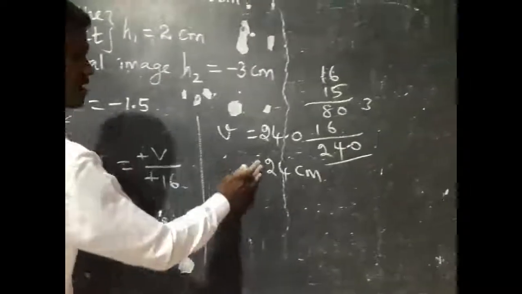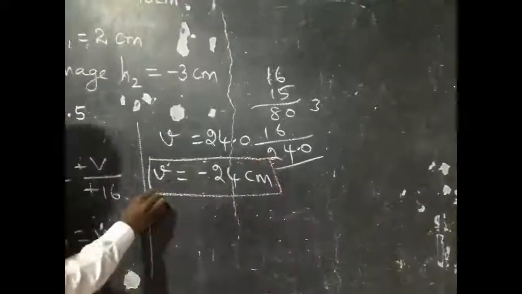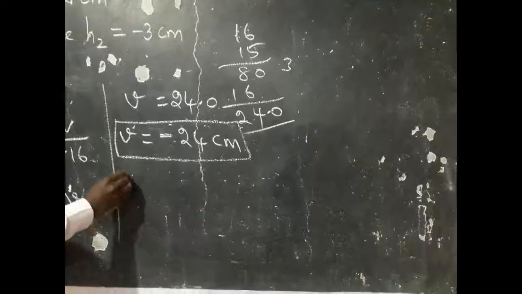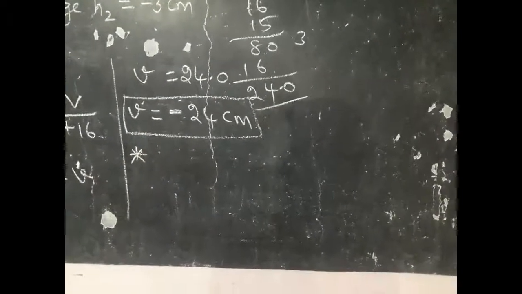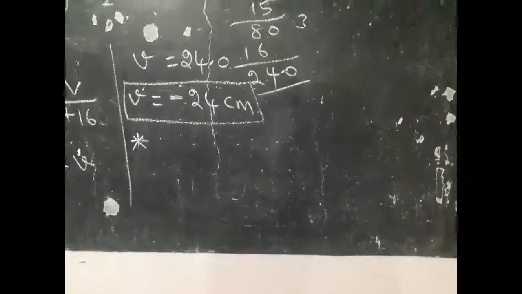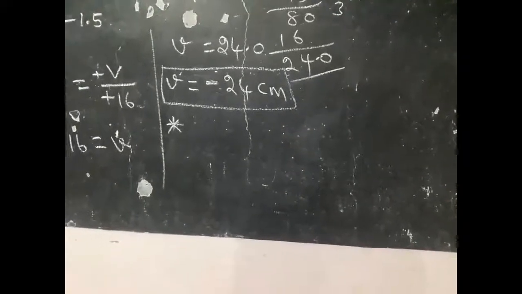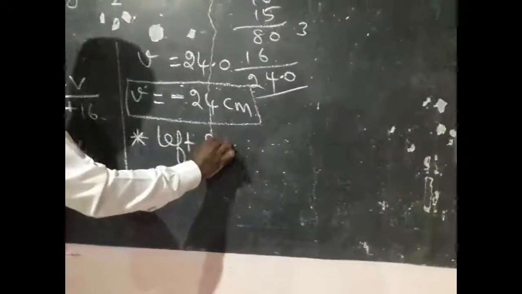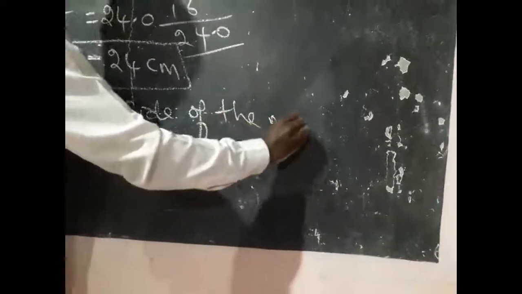So therefore the answer will come minus. The value v is equal to minus 24. So the image distance, at the same time, the negative sign indicates that the position of the image is 24 centimeter in front of the mirror. The negative sign indicates that the image is on the left side of the mirror. So the image is on the left side of the mirror.